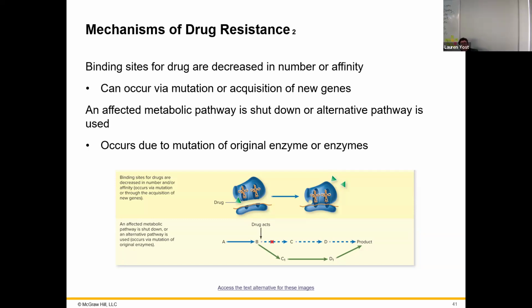Or we can affect metabolic pathways, where if your sulfa drug is a competitive inhibitor for your enzyme that lets B become C, and so we are usually inhibiting here, well, these guys will just make a new pathway to get to the end product. And so there's all sorts of ways that our mutations can work that way.